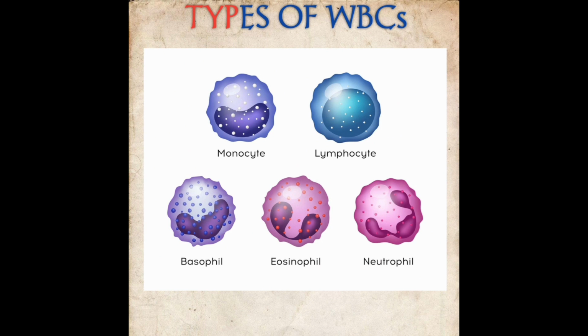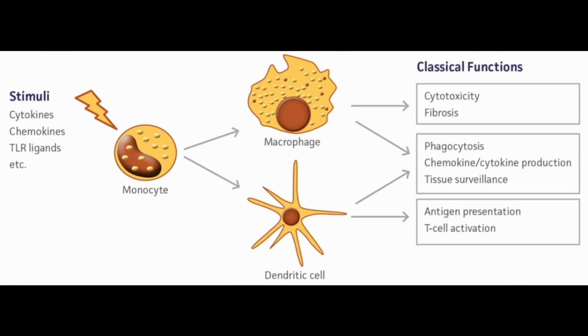These are the types of WBCs. You have the monocyte, the lymphocyte, the neutrophil, eosinophil, and basophil. All of them have different functions to combat infection. This is the monocyte differentiating into macrophages or dendritic cells. Their main function is phagocytic, to engulf the parasite. And you can see the other one called antigen presentation. It presents and activates the T cells. T cells are lymphocytes. So that's the classical function.